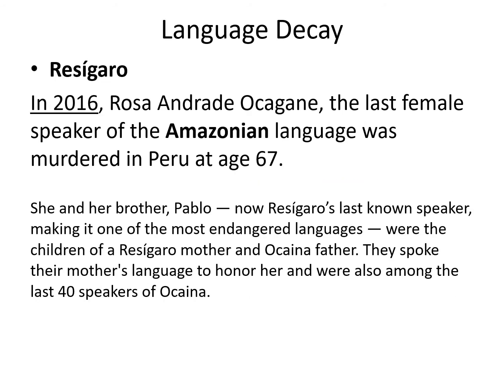Language decay. There are some languages that are under threat or at risk, and we will discuss some of them here. Rosa Geron is a language. Rosa, the last female speaker of the Amazonian language, was murdered in Peru at age 67. It means this language has died away. She was the last speaker of that language; it was in 2016 that she was murdered.